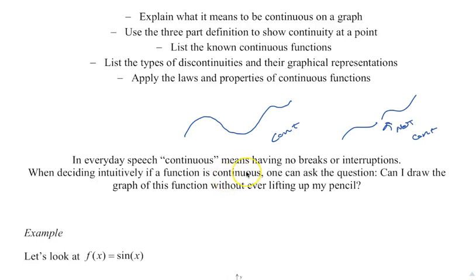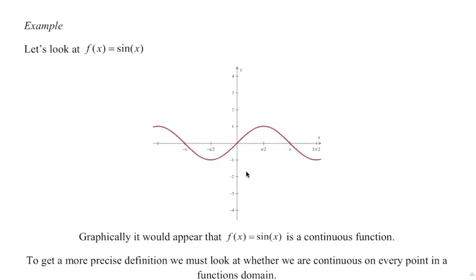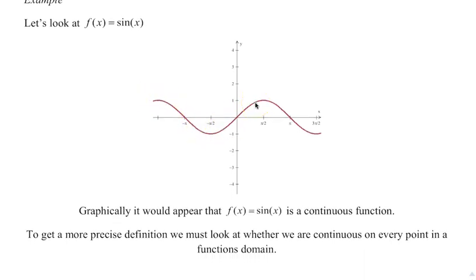So let's look at an example. f of x equals sine x. Sine of x would appear to be a continuous function, right? I could draw this pretty easily without picking up my pencil. Following the lines is a different matter. And we know sine graphs keep on going forever. They never end. They oscillate up and down. So that's an example of a continuous function.